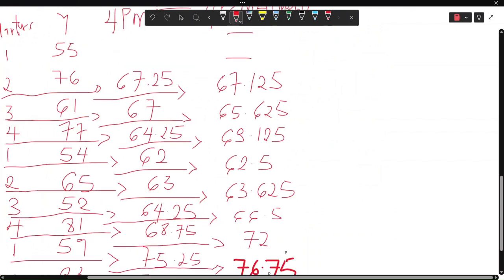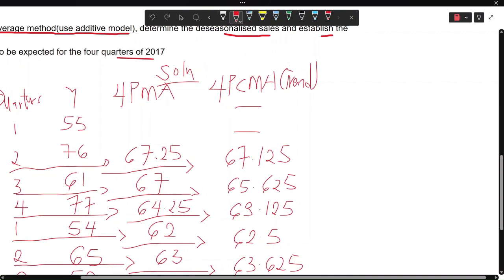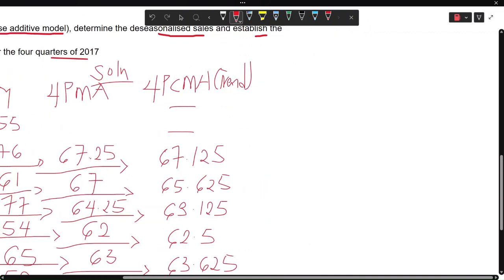So when you're done finding the trend values, we'll go ahead to find the seasonal index or the specific seasonal index.